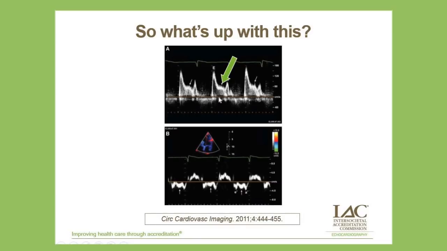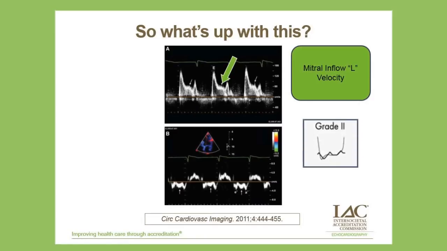Just wanted to, as we're talking about Valsalva and mitral inflow, point out this characteristic pattern. So what's up with this? We have an E wave, we have this sort of mid-diastolic flow, and then we have an A wave. And we can actually see it here in the tissue Doppler as well. Well, this is what's called a mitral inflow L velocity.